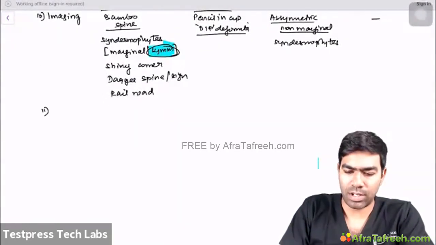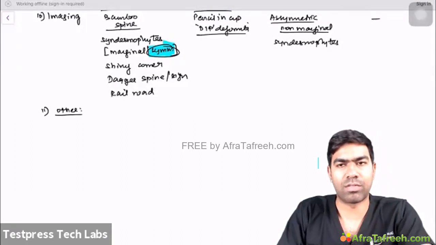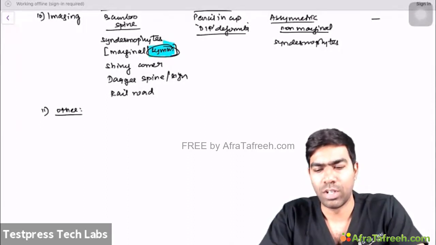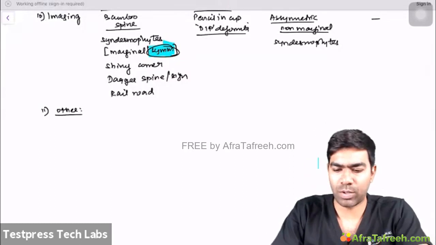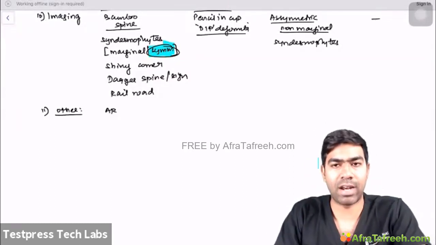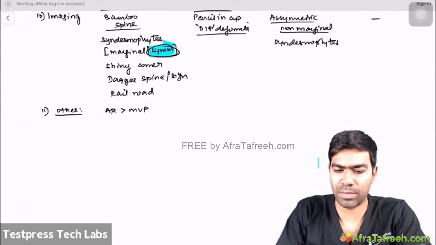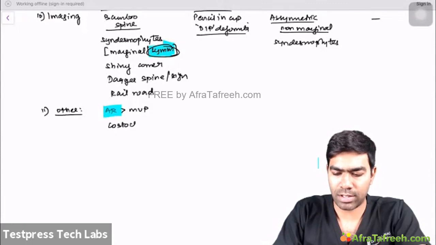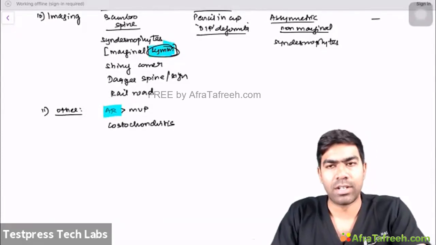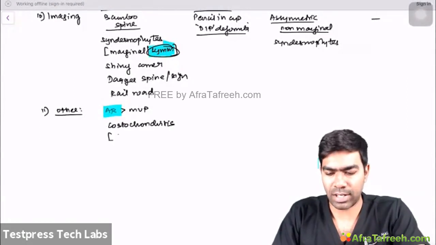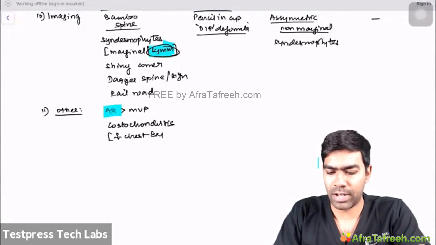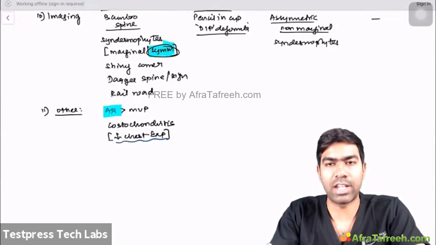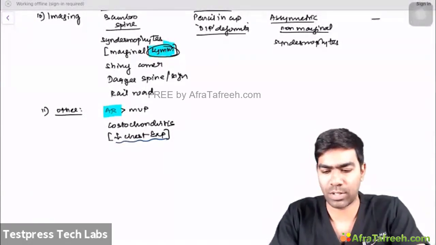Then let us move on to the other important clinical features of these disorders. Number one, in ankylosing spondylitis you can have valvular problems like aortic regurgitation, followed by mitral valve prolapse, but the most common is still aortic regurgitation. Reduced chest expansion is very important in ankylosing spondylitis. Whenever they give a patient with inflammatory back pain and reduced chest expansion, that equals ankylosing spondylitis in the exam, unless proved otherwise. So that point is very important.